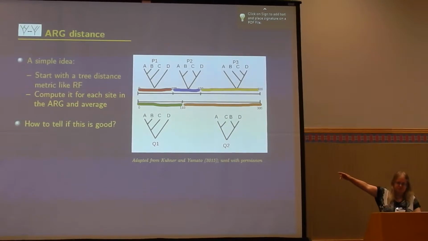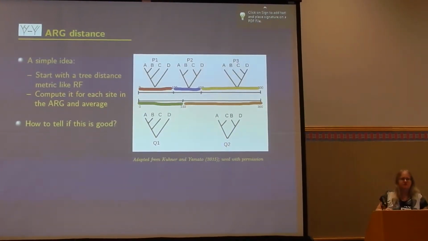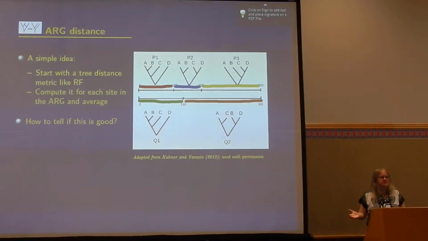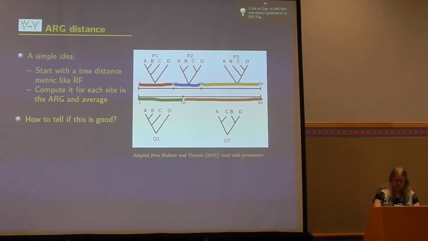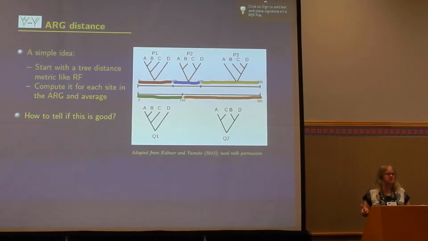In the overlap between blue and green, we're going to calculate the distance between P2 and Q1. We're just going to average them weighted by the number of sites that each one governs. How do you tell if that's any good? There's no gold standard for whether a distance is correct.